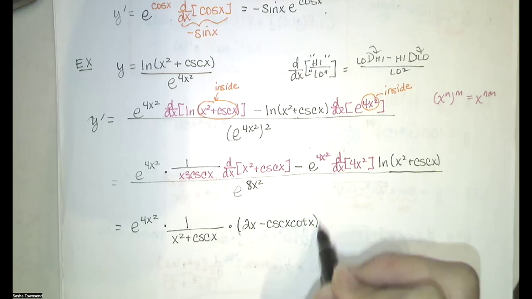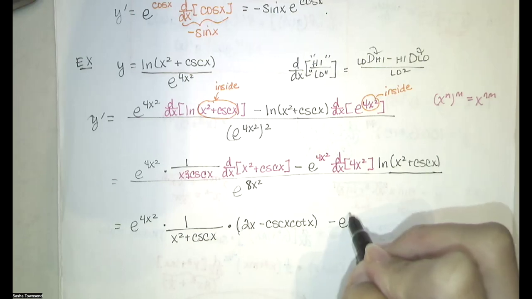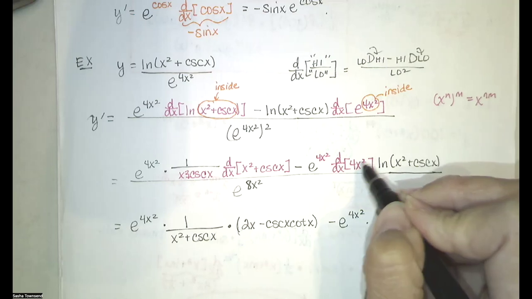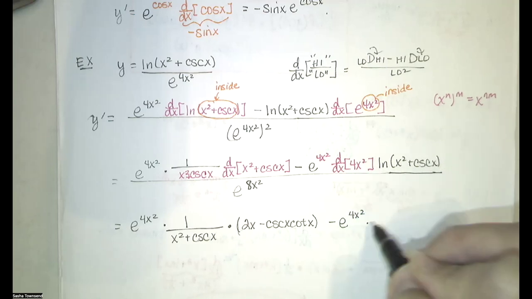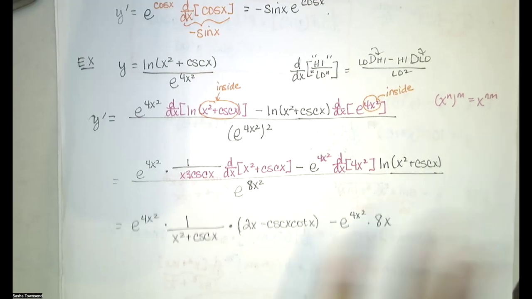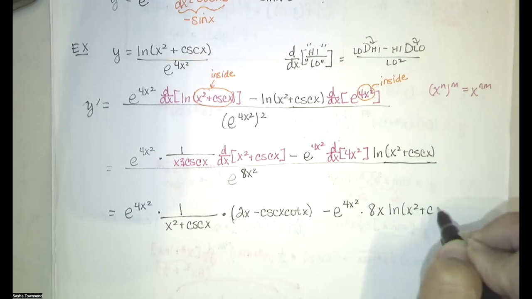And put all of that in parentheses because all of that is multiplying this. And then we're going to subtract e to the 4x squared times the derivative of 4x squared. So you have 4 times that exponent, which is a 2, times x to the 1 less power. 2 minus 1 is 1, so there's just an implied 1 there. Times the natural log of x squared plus cosecant of x.